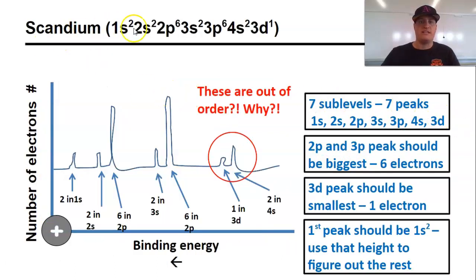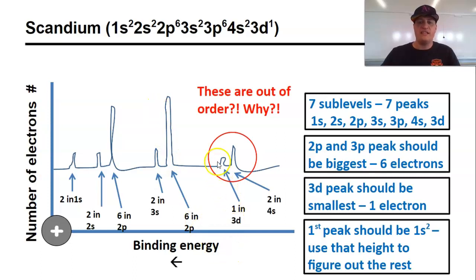So we look at scandium with its number of electrons. All right, we've got that 1s2, 2s2, this is making sense, 2p6, further energy, 3 times the height, 3s2, yup, and 3p6. I should say, I think that's supposed to be 3p6.